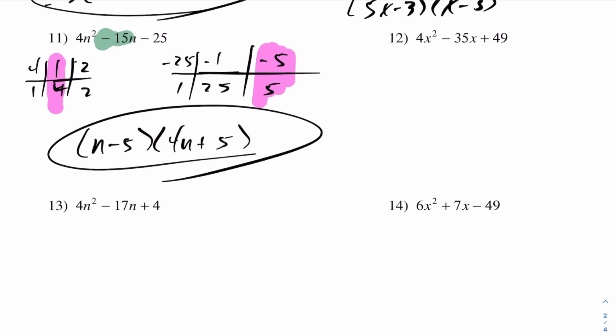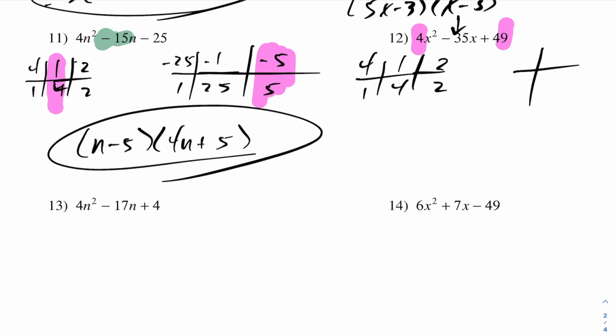So looking at 12, you'll notice, again, I don't have a GCF here, but I can go right to my charting, and I get 4 and 1, 1 and 4, and I'll use the 2 and the 2. Again, because of that minus sign here, I'm going to go ahead and do negative 7 and negative 7, negative 49 and negative 1. And taking a look here, you'll see the following two columns work. I take the product here, I get negative 7, and the product here is negative 28. That'll add to be my negative 35 I'm looking for. So this will factor into x minus 7 times 4x minus 7.